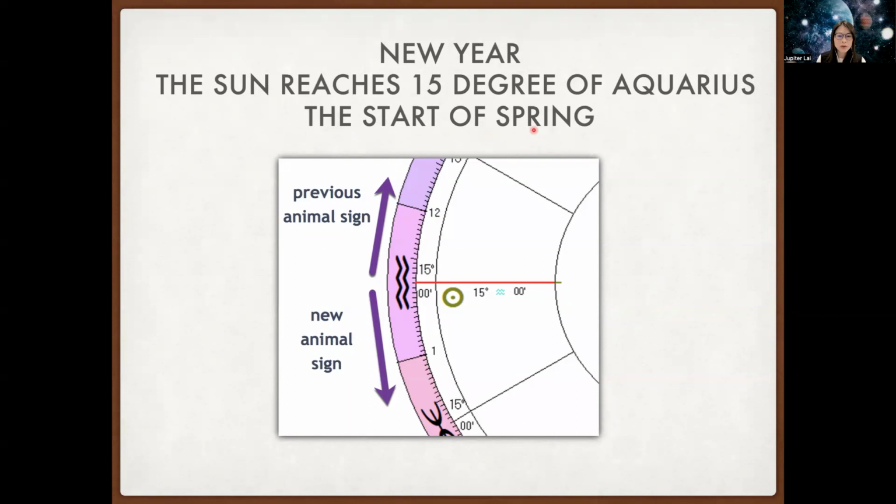So if you are right on the borderline and are confused whether you belong to the previous animal sign or the new animal sign of the new year, then you will check your sun sign. If you were born before Aquarius 15, then you are still in the previous animal sign. But if you were born after Aquarius 15, then you are of the new animal sign.